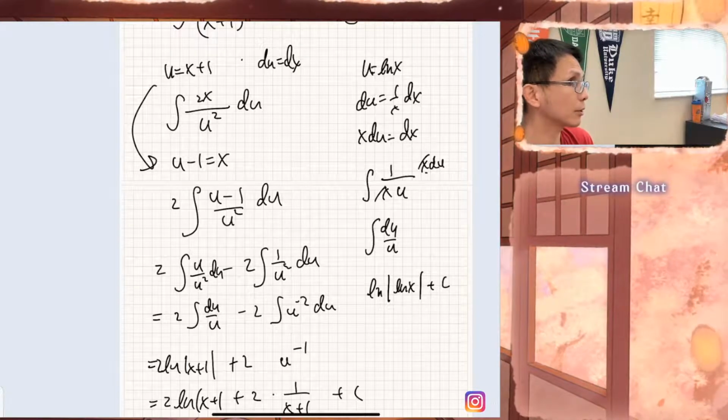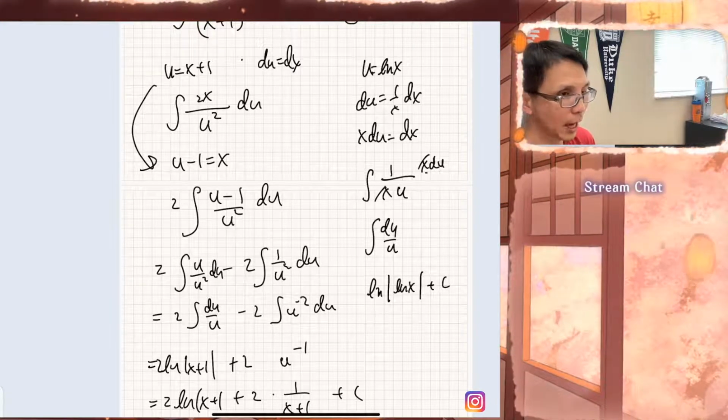Natural log of natural log. So it's not natural log of this. It'll be natural log of natural log.